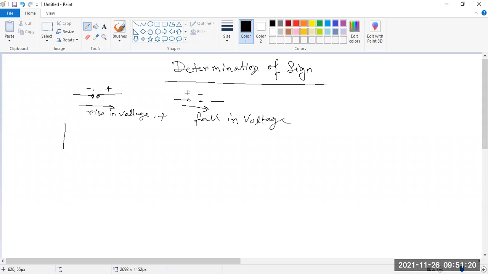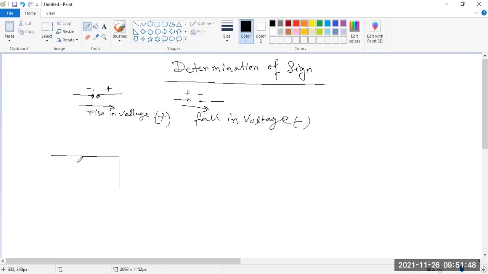Today our topic is determination of sign. Then we go for star delta connection, and then we will solve some problems. First, a rise in voltage from negative to positive means the sign will be positive, and a fall in voltage is considered negative. Yesterday it was incomplete, so I'm just briefly doing this.